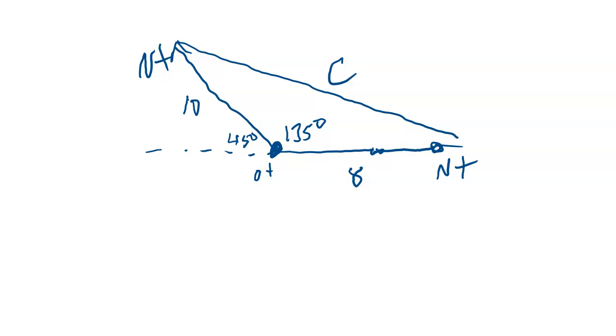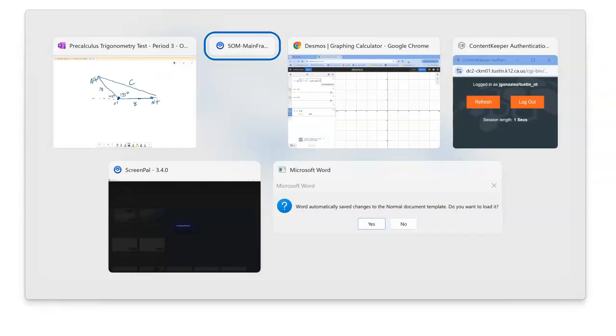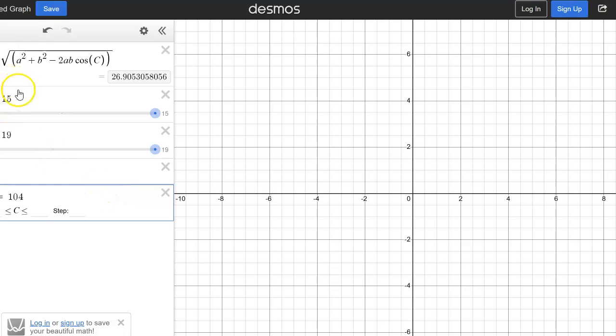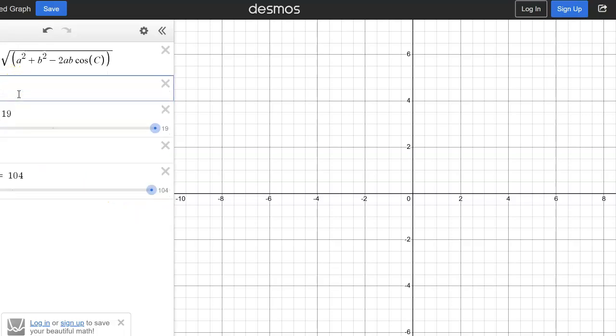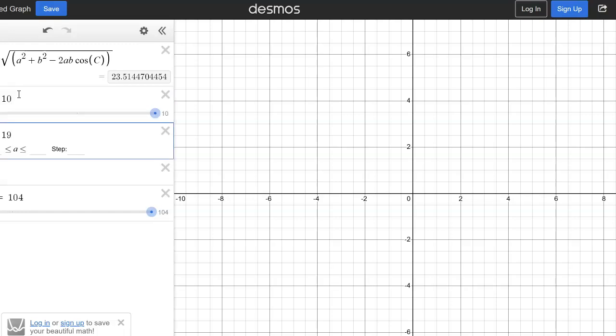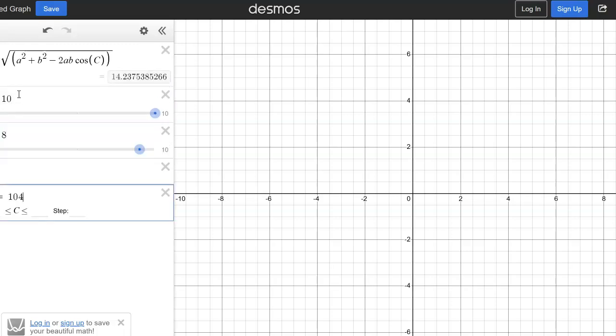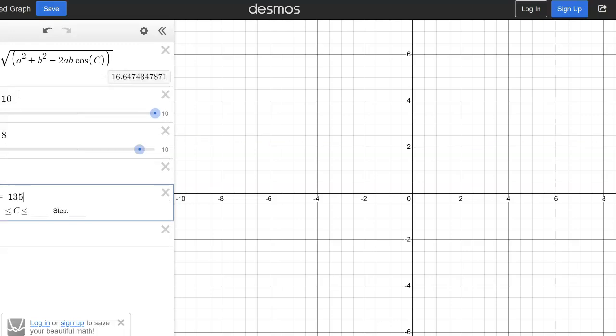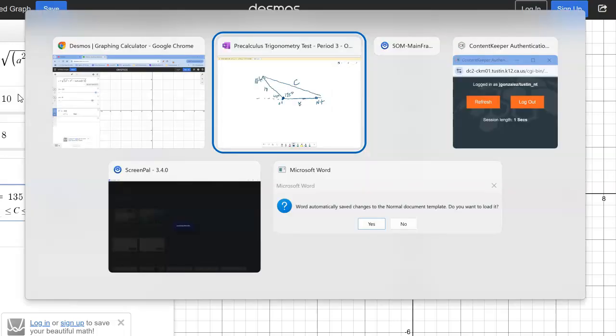I'm just going to go ahead and cut to the end here. Oh, no, wait. I got a formula for this in my Desmos. So it's 10 and 8 and 135. Here we go. I wrote a formula. 10, 8, and 135. Boom. 16 point something. Perfect. That's correct. Look at that. That one was fast. All right, on to the last one.